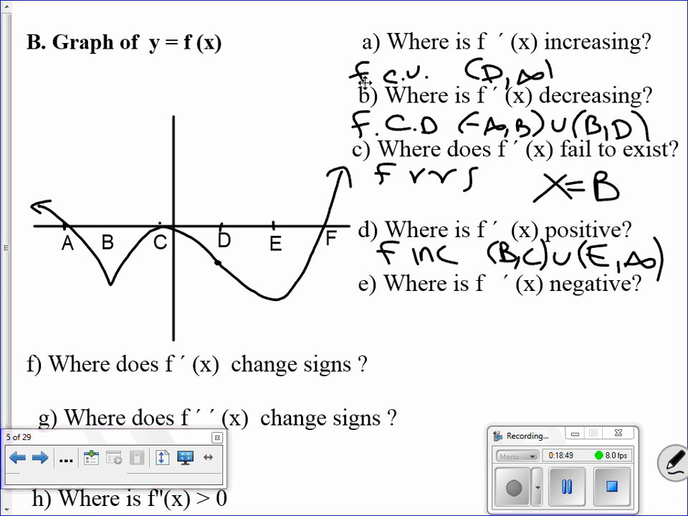So where's the first derivative negative? First derivative is negative when the function is decreasing. Let me just write that down. Okay. Negative infinity to B, and then from C to E.